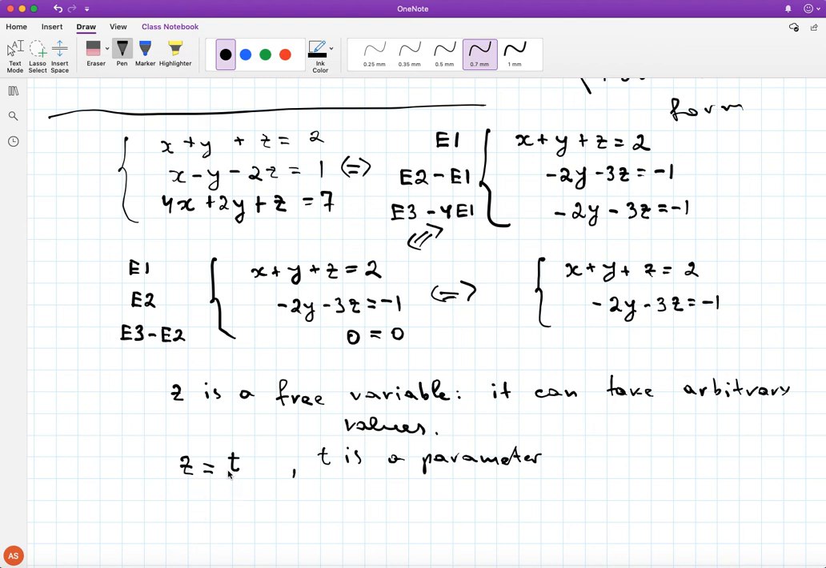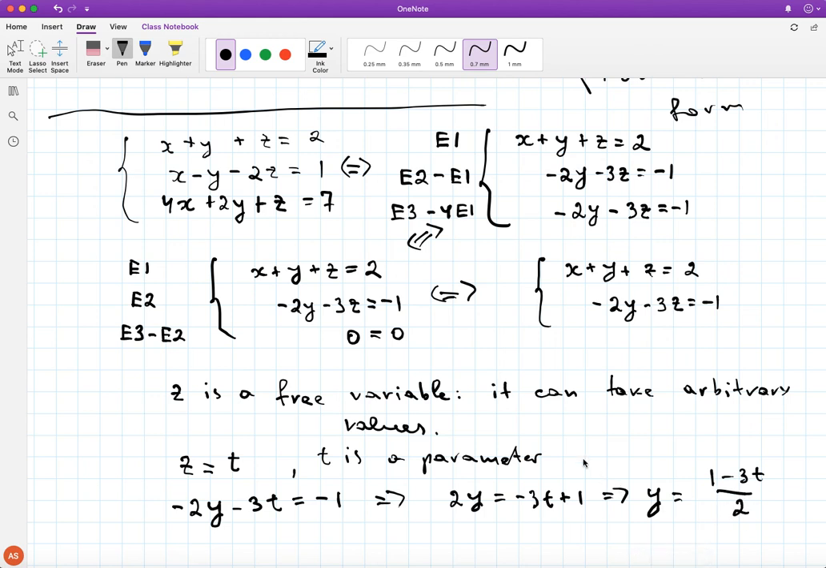Now, suppose we selected this value t for z, then we can determine what y is. Let's plug z equals t into our second equation, and then remembering that t basically stands for a specific number, we can solve for y. 2y equals -3t plus 1. And dividing by 2, we find that y equals (1 minus 3t) over 2.